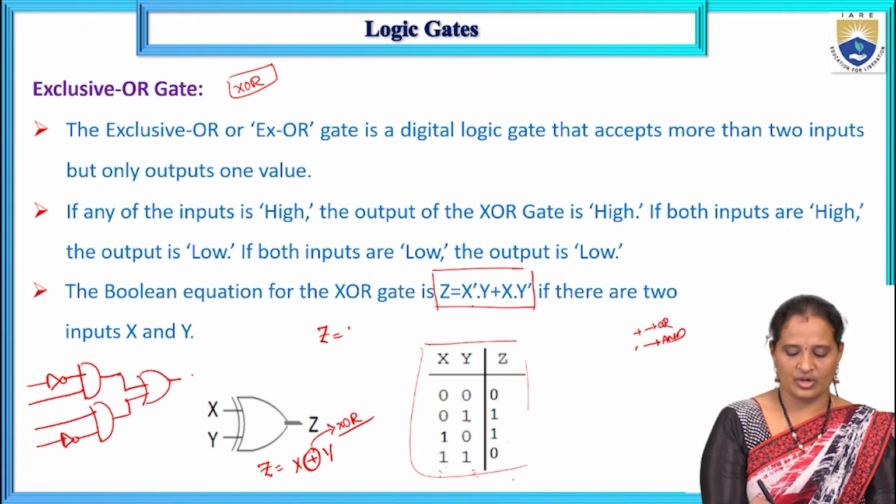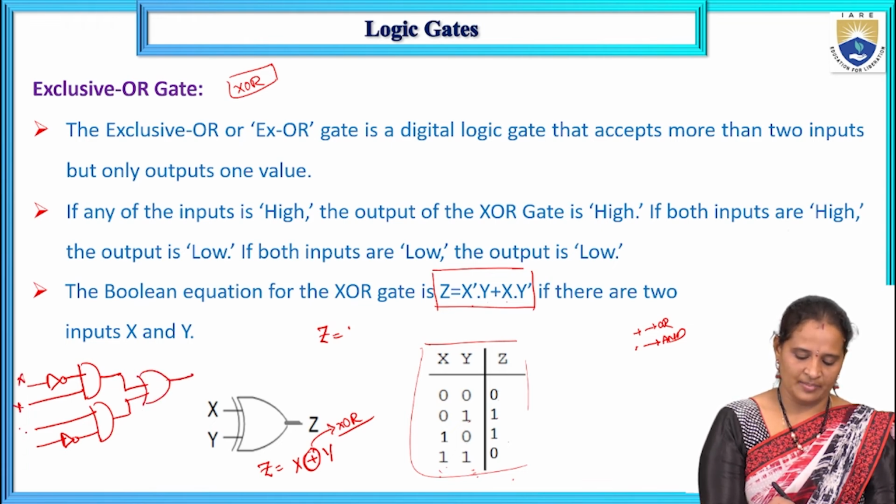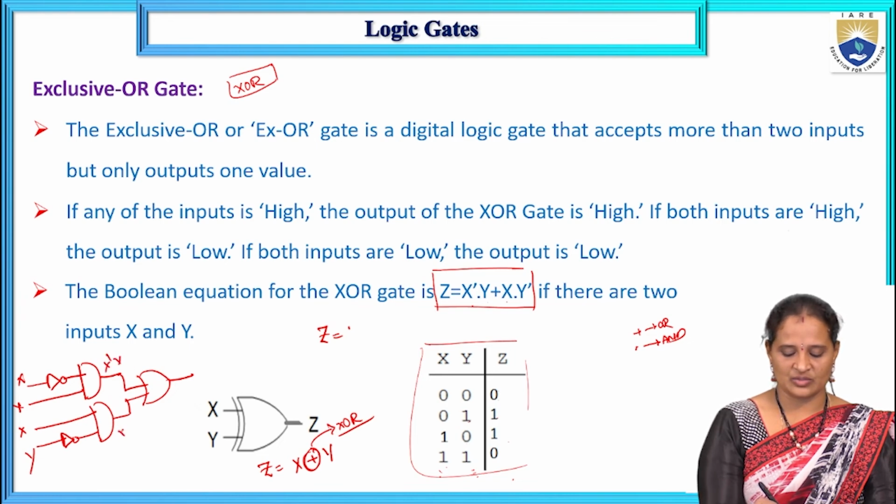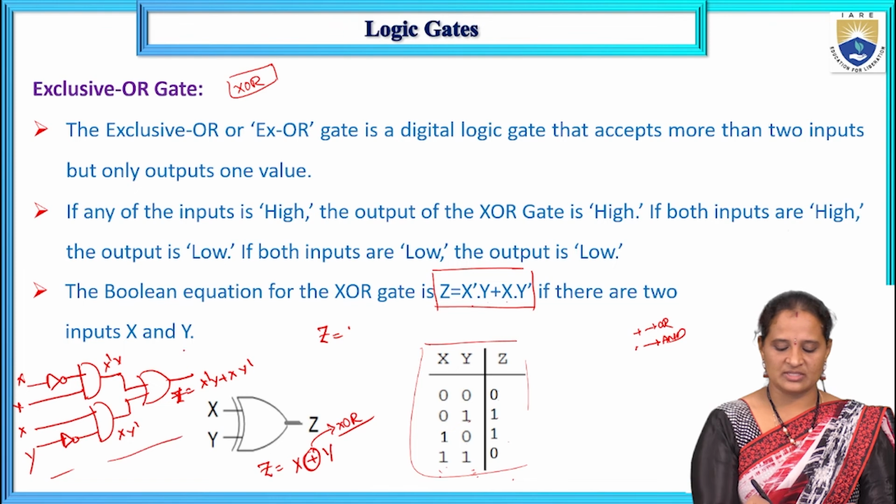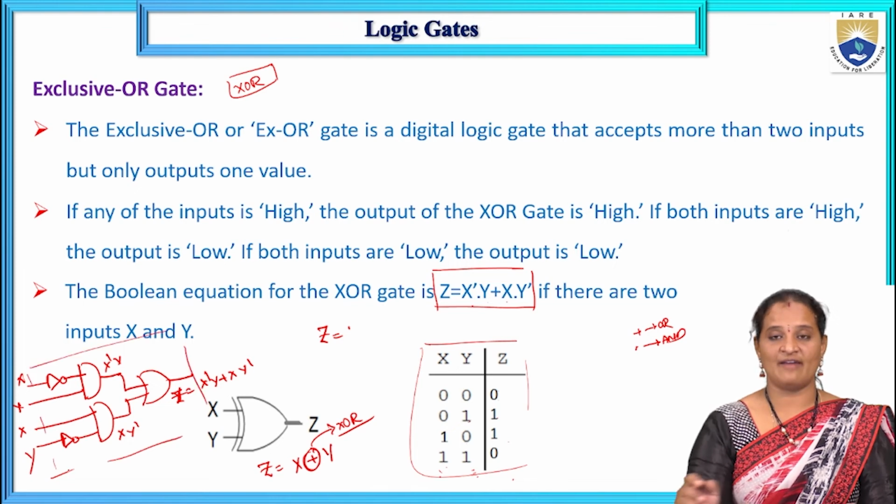This is an OR gate. This is X Y, X Y. So this is X bar Y and this one is X Y bar, and finally the output Z is equal to X bar Y plus X Y bar. So if you observe this circuit, it is a multi-level circuit.